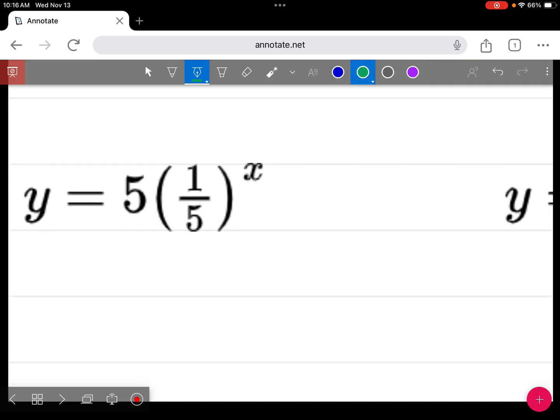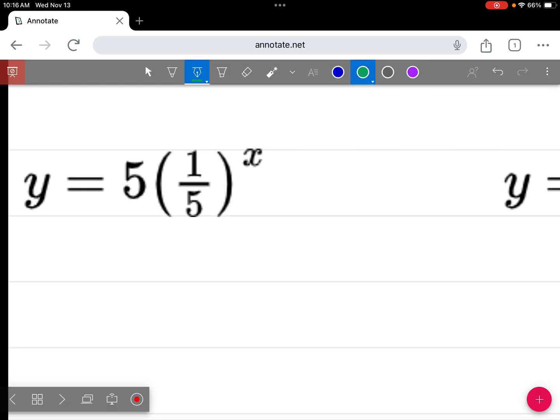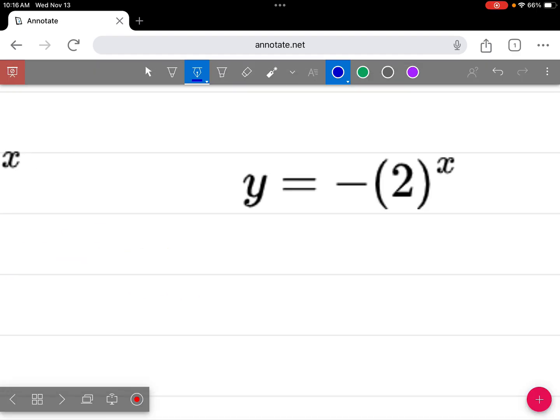Second row, slightly harder. What do we think? Yeah, my a is a positive 5. Totally fine. My base is 1/5. 1/5 is smaller than 1, so this is decay. Last two are be careful mode.